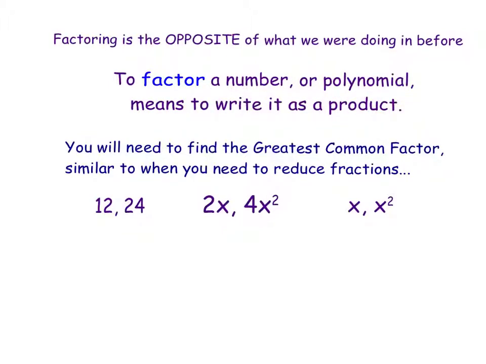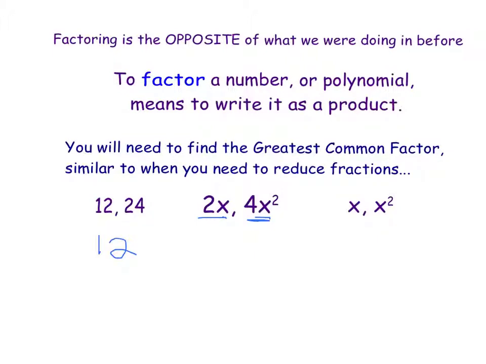There are many different ways to factor, but today we're going to focus on finding the greatest common factor. Just like if you had a fraction and you needed to reduce it, you would find the number that goes into that denominator. That's what you're doing here, finding the greatest common factor. So if you had 12 and 24, what is the greatest number that goes into both of them? That would be 12.